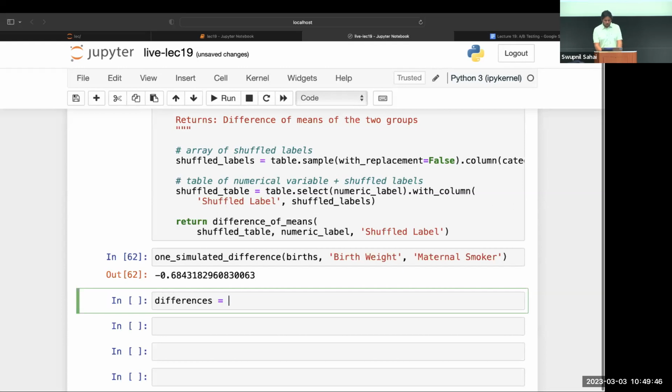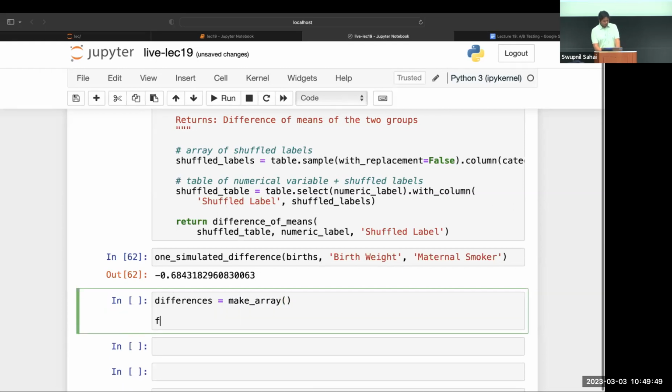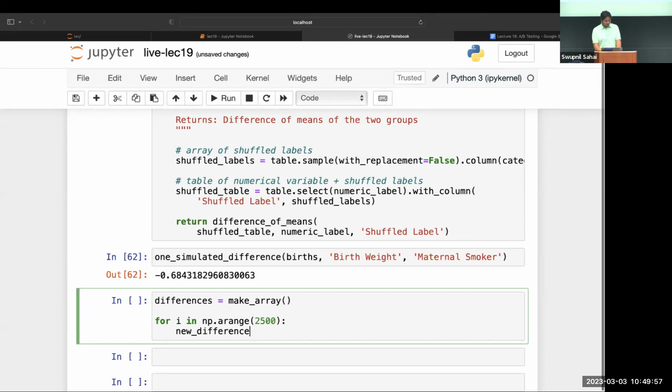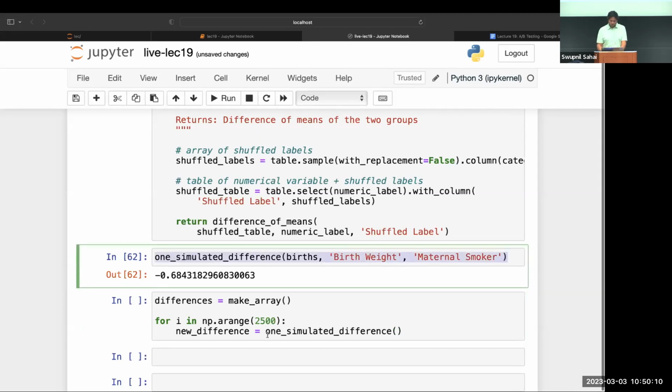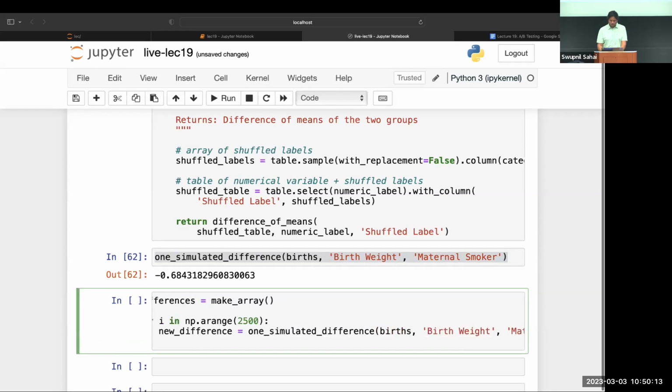So we're going to store this in an array called differences, and then we're going to do this in a for loop like we always do. In this case, this code does take some time to run because it is shuffling the entire table. So we're just going to do it 2,500 times, not 10,000 times, but you're welcome to try that on your own if you want to. In each iteration of the for loop, we're just going to call this entire line of code here, generate one simulated difference of means between these two groups, assuming the null is true, and then add that to our array of values. And then finally, at the end, we can just make a histogram. So I'll let that run.